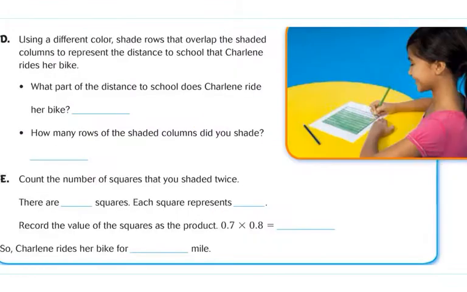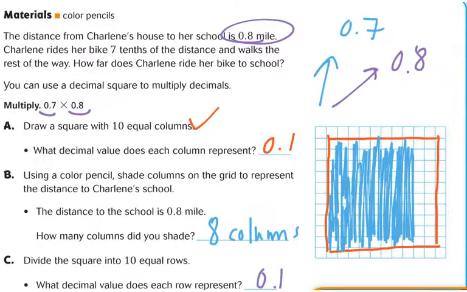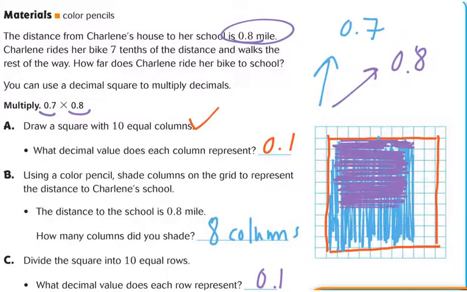So we're going to go on to D. It says, using a different color, shade the rows that overlap the shaded columns to represent the distance that Charlene rides her bike to school. So we're going to use purple and we're going to shade the rows. But notice, we're only going to shade the row up to where our last little column was. So we're going to shade 7 of these. 1, 2, 3, 4, 5, 6, 7.